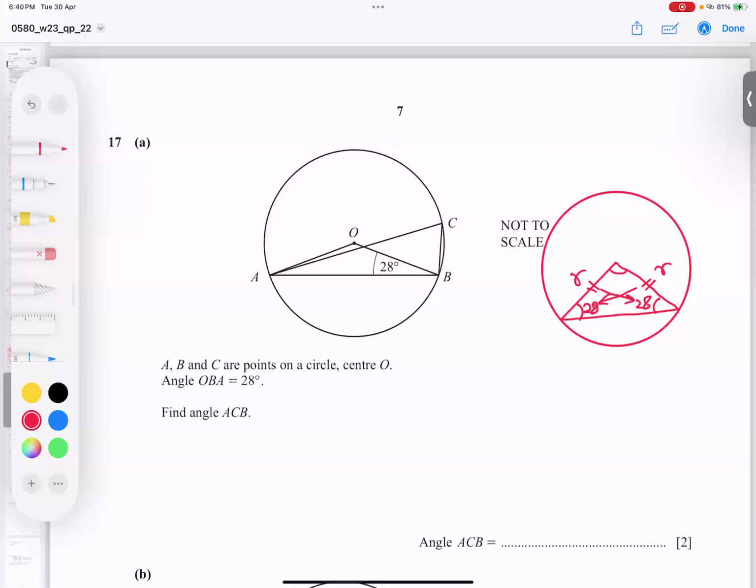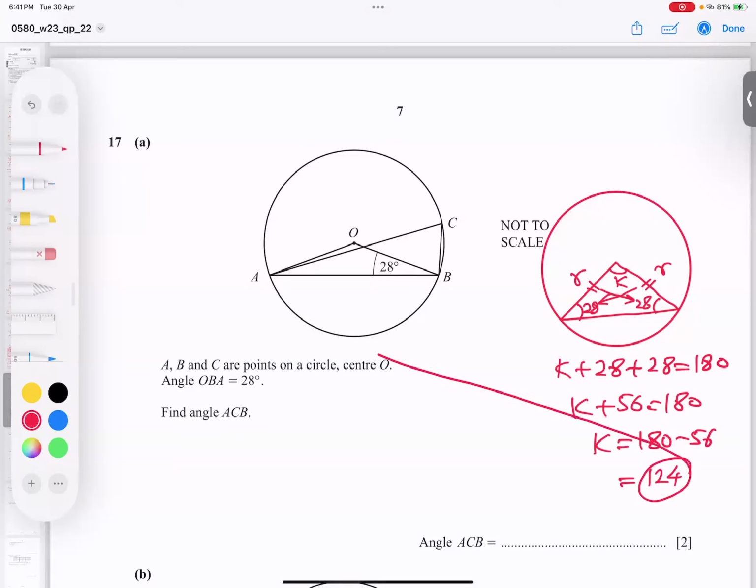And this is, I say, K. So I can say K plus 28 plus 28 equals 180. So this both, 28 plus 28, is 56. It goes there and I subtract 180 minus 56. And I got 124. It means this angle is a total of 124. I believe you got my point.